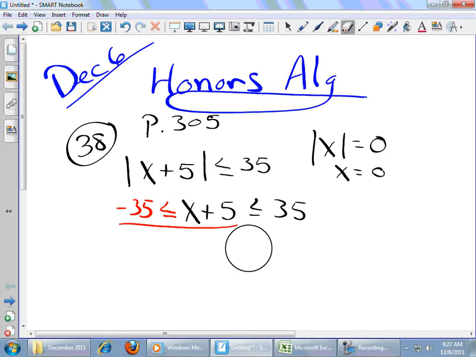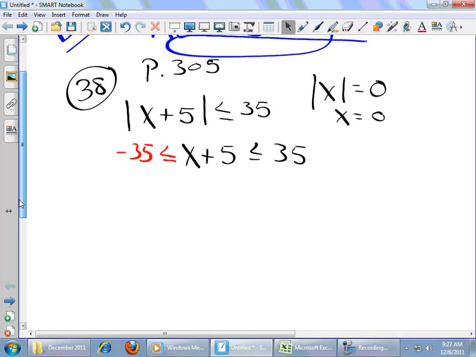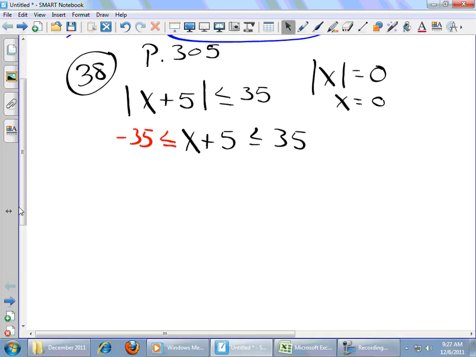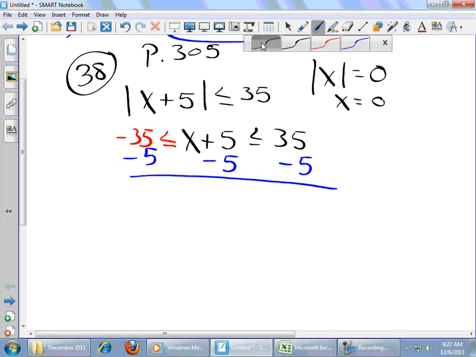Now that I have my setup correctly, remember you cannot do this with ORs. You can't do this with ORs. I need to get x alone, which means I'll subtract 5. And I'll do it from all three places, right? Leaving me with negative 40 less than or equal to x, which is less than or equal to 30.